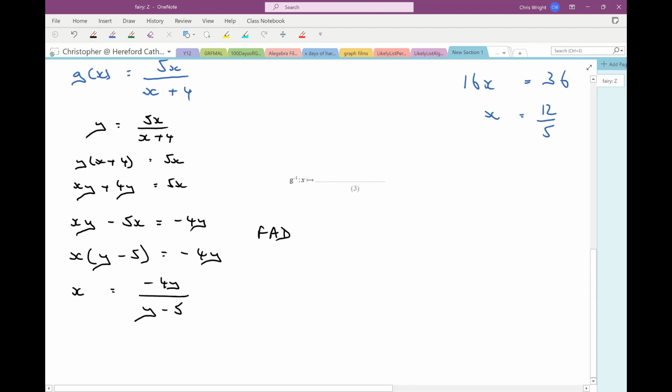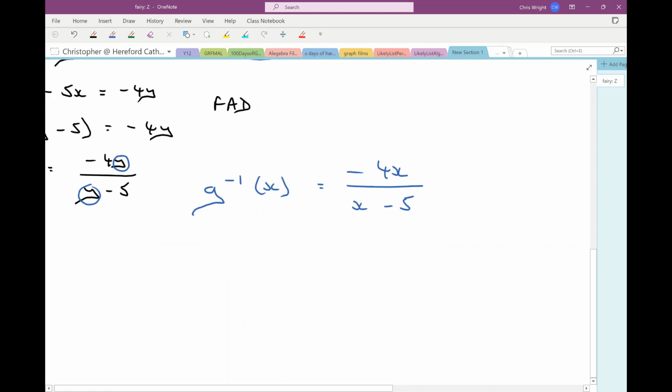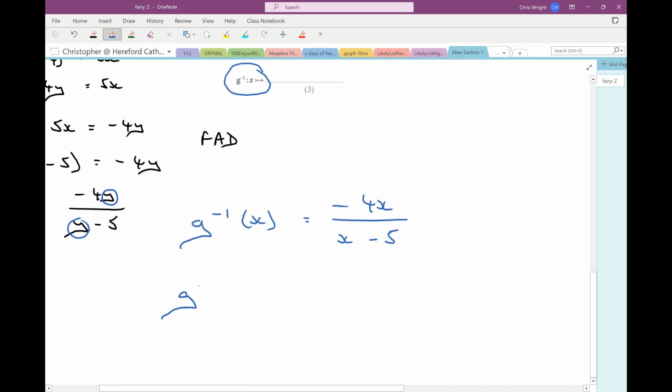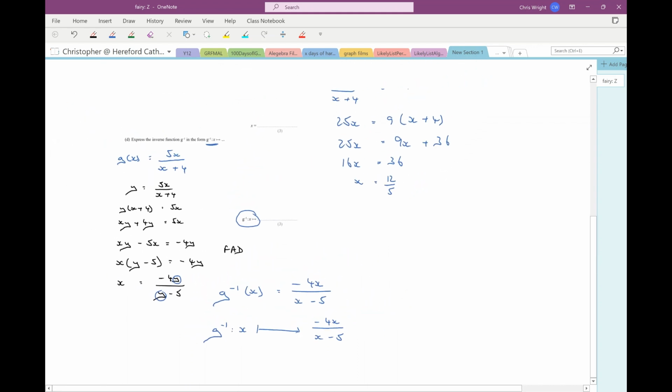So now I can say that g minus 1 of x will be, and now I simply put x's in here, minus 4x over x minus 5. But in this question, we're asked to put it in this form. So my answer would have to be g minus 1 of x is equal to, or transforms to, minus 4x over x minus 5. And that will give me my 3 marks for that question.